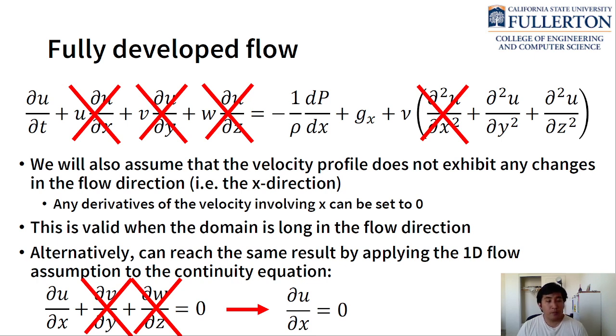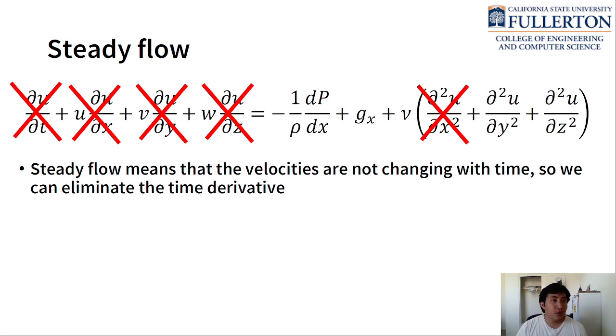Alternatively, you can obtain this exact same result by applying the previous assumption, in other words, applying the 1D flow assumption to the continuity equation, because then that eliminates partial v/partial y and partial w/partial z, and then you end up with partial u_x/partial x equal to 0, which is the exact same as fully developed flow.